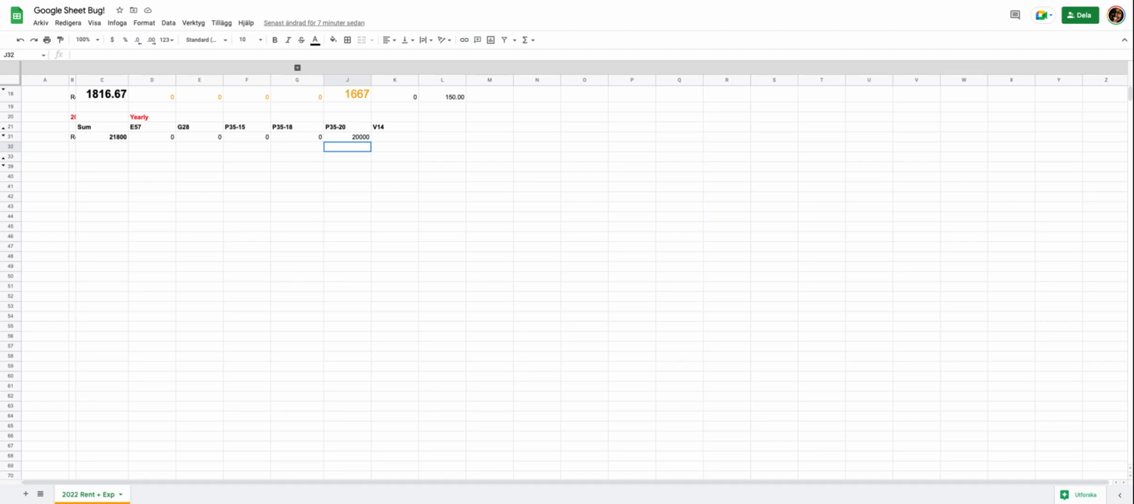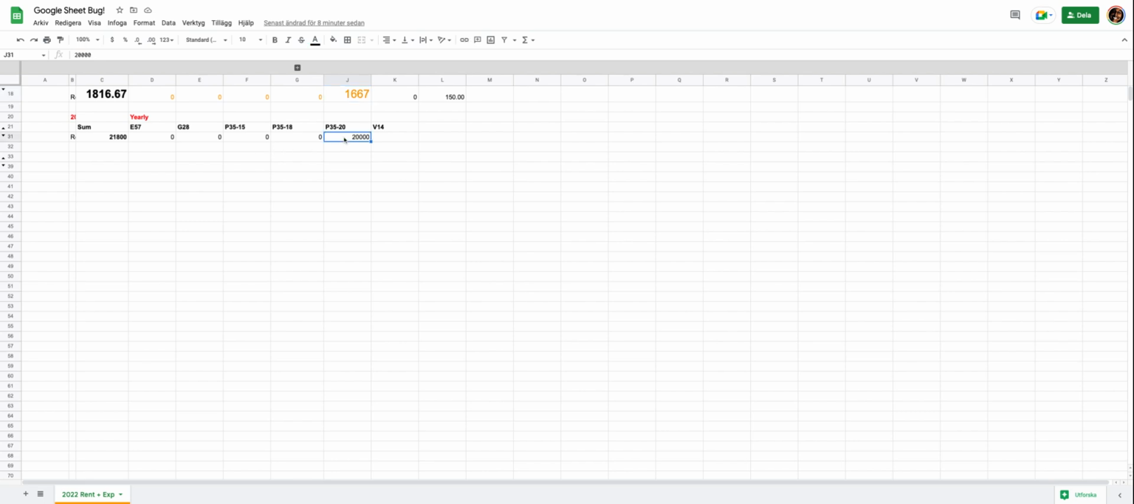Okay, guys, this is a bug I found in Google Sheets on November 18. I was summarizing a cell in C18. It's a sum of D18 to K18. So it's 0, 0, 0, 0, 1667, which is correct because 1667 is J31 divided by 12.